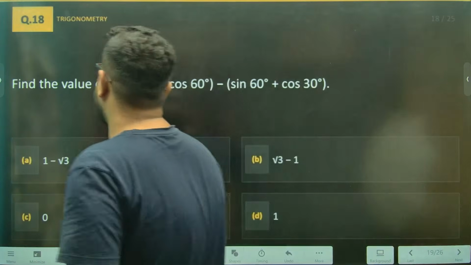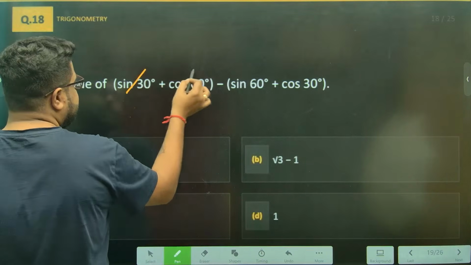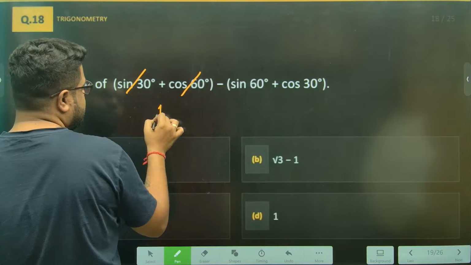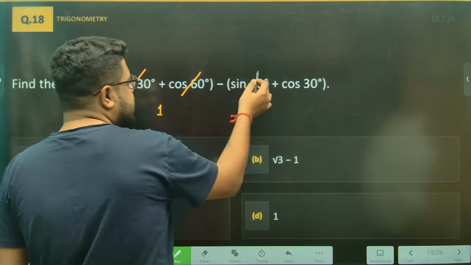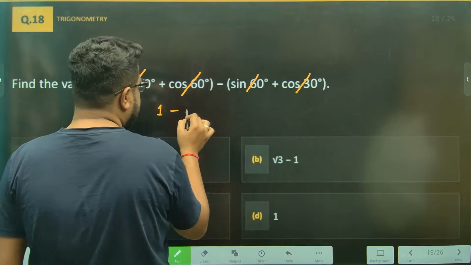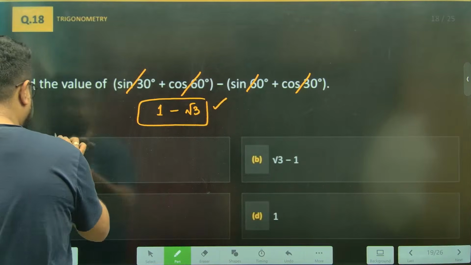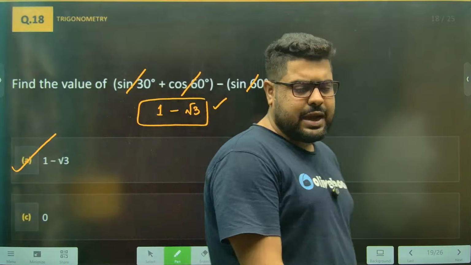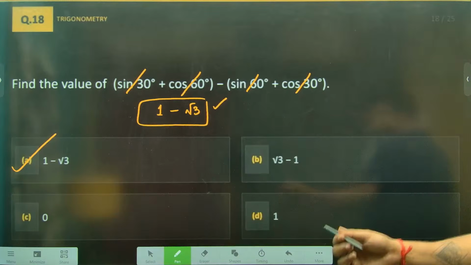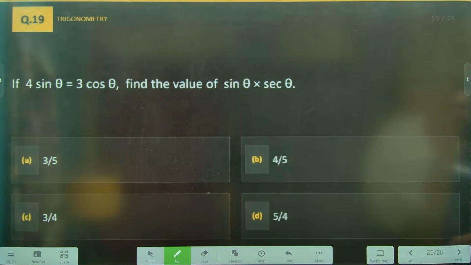Sir, a simple value putting question. Sine 30, cos 60, both are half. So the total is 1. These two are also the same. Root 3 by 2 into 2, that is root 3. So 1 minus root 3 is the answer, option A. Again, not even a couple of lines, a couple of seconds actually I should say.